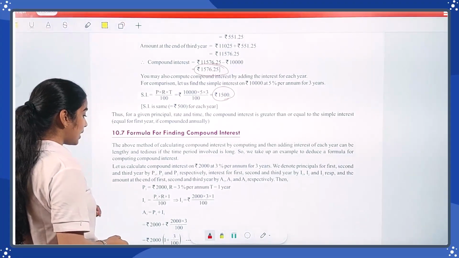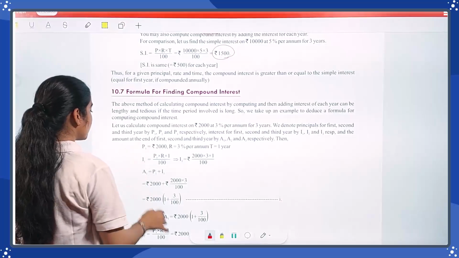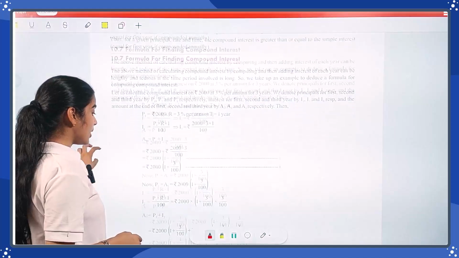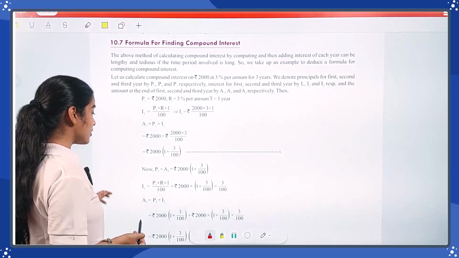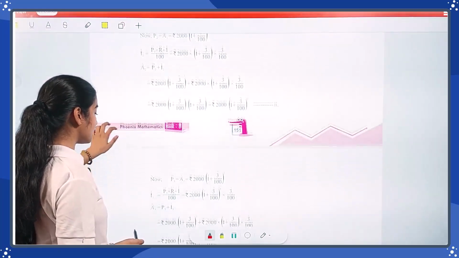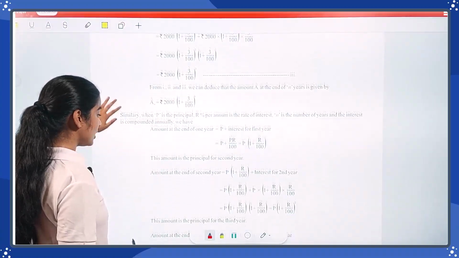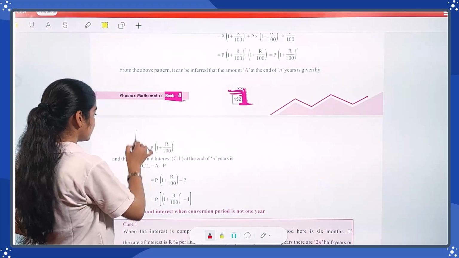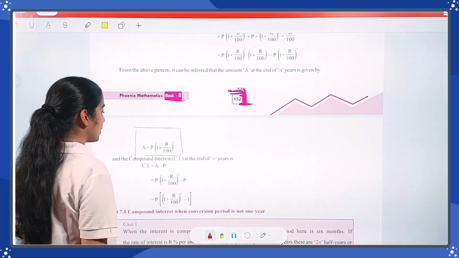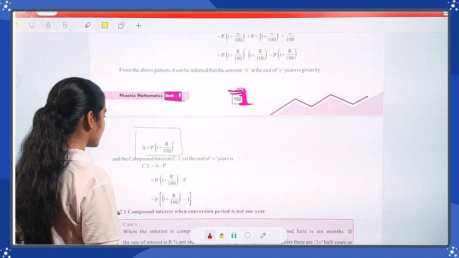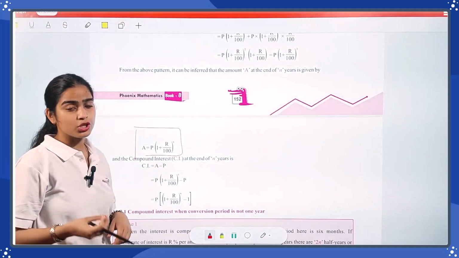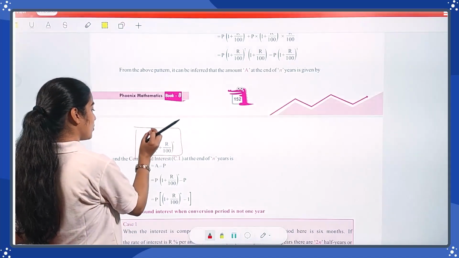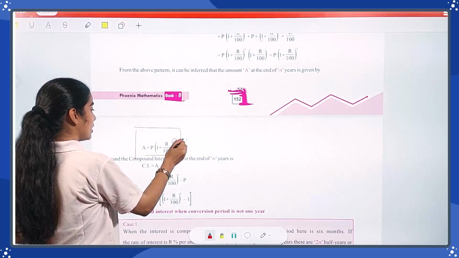Formula for finding compound interest. So this is our method where we are changing our principal continuously. But there is a formula where we don't need to change our principal again and again, and that formula is this. And the compound interest at the end of n years is this. So in this case, you don't need to change your principal again and again. You just have to put in the P, your R, your N. N here represents your time.